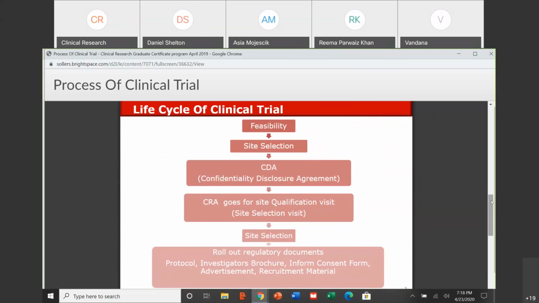So here at Solars, we don't train you on a position. We don't train you on a clinical research coordinator or a CRA or an operations lead or a trial manager. We train you on the whole process using the systems.